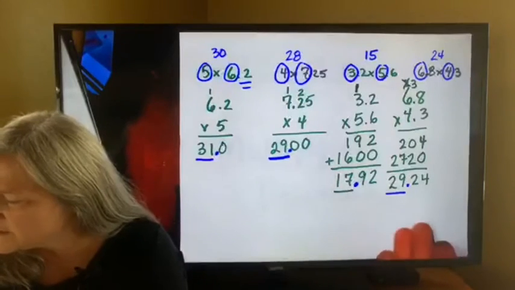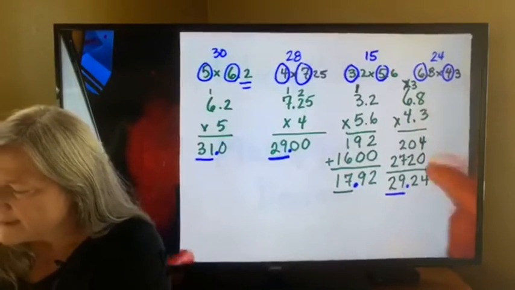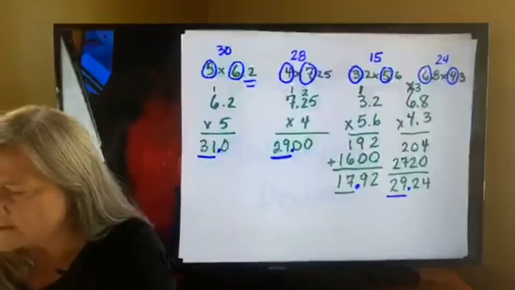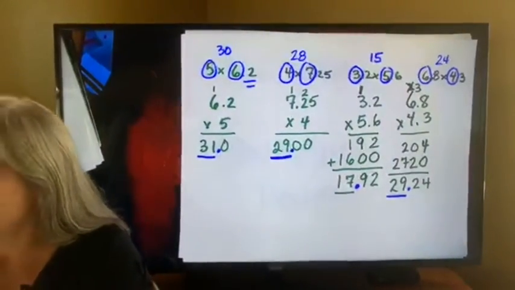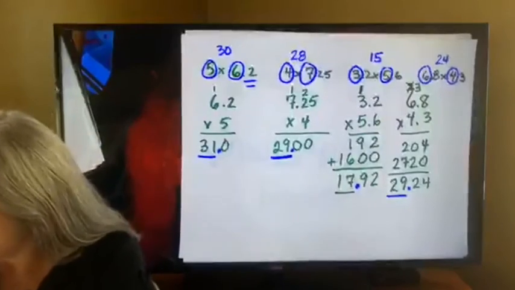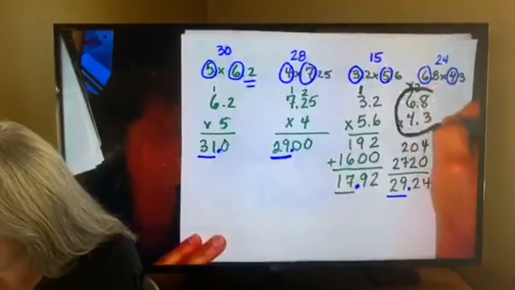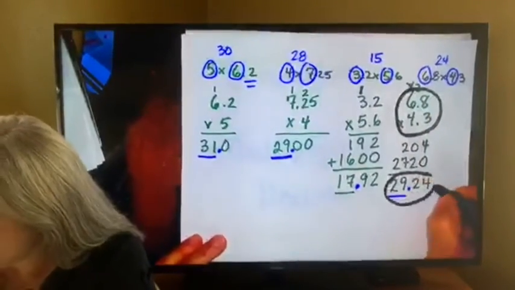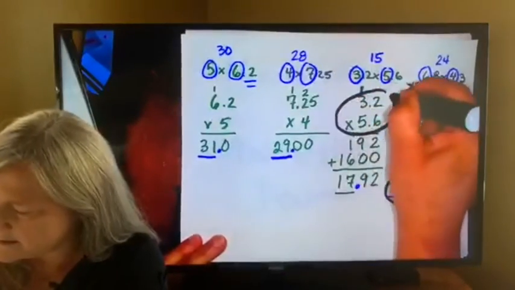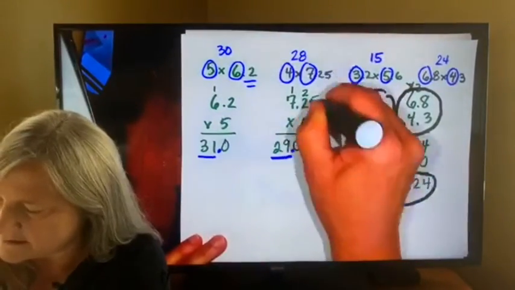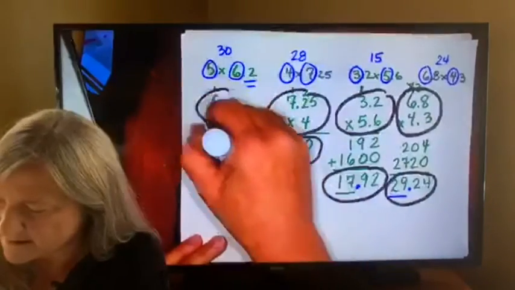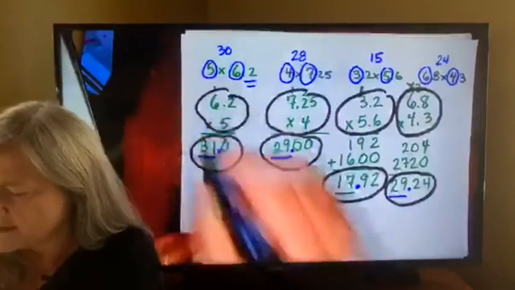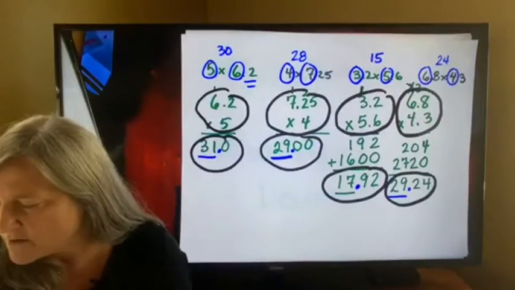If you looked at just the problem and then just the answer, let's circle those there. So just the problem and just the answer. So we have this and this, this and this, this and this, and this, and this. Let's see what we notice.